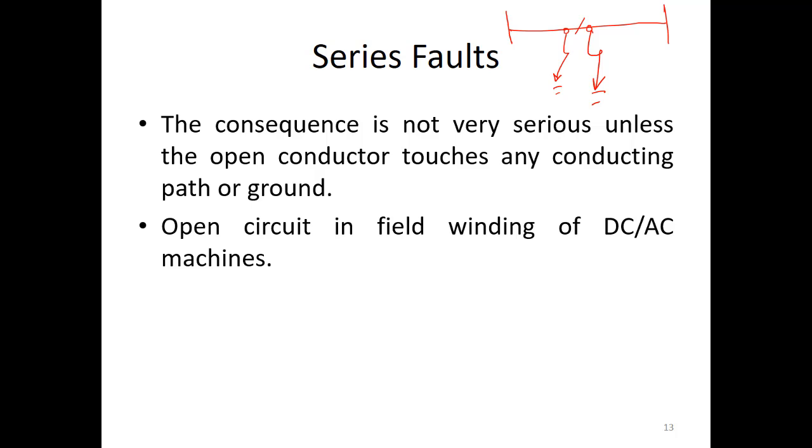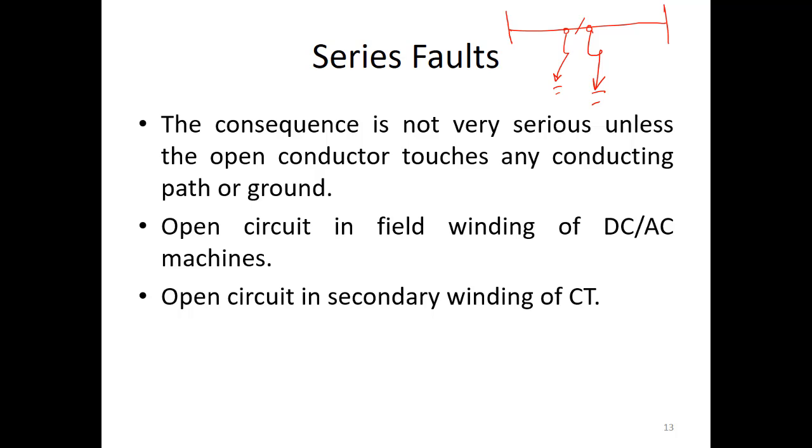And also sometimes this type of series fault happens in the field winding of DC and AC machines. Sometimes when the field winding is open circuited, it has very serious consequences. Similarly, we know this in the subject machines, we have studied this. When the field circuit is open circuited, there is a chance that the flux becomes zero, and therefore the speed of the machine drastically increases, it attains very high speed, and because of that it damages the rotor.